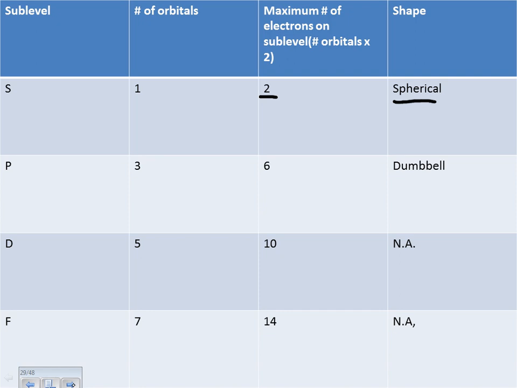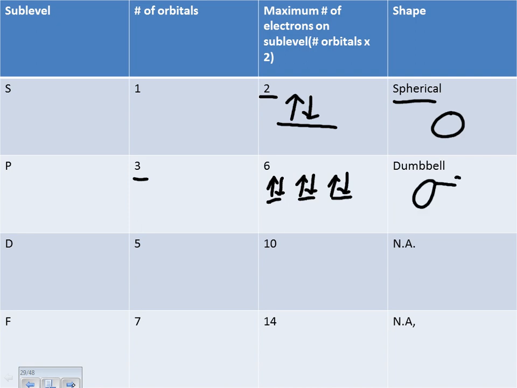The next sublevel up is P. P has 3 orbitals, and by the way, they're going to look like this. So it's going to have 1, 2, 3 orbitals. And if each orbital can have 2 electrons, we can actually have 6 electrons. Each one of those arrows indicates an electron. Don't worry about where they're pointing right now. And those look like dumbbells. So this was a sphere, and this one will kind of look like a dumbbell.